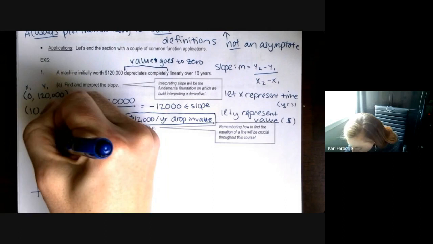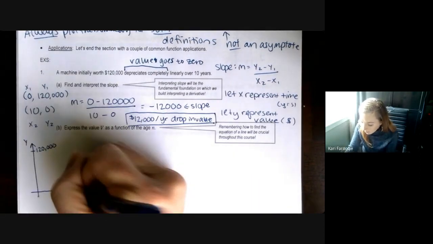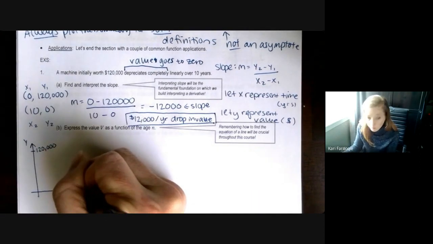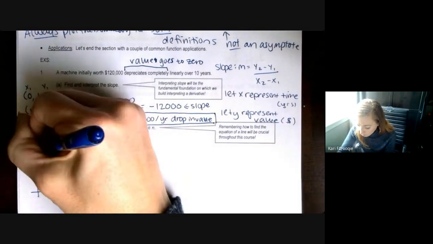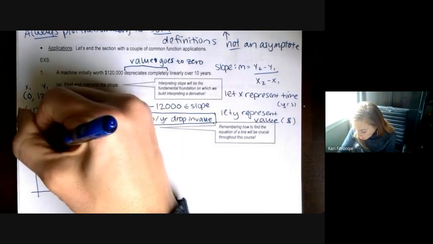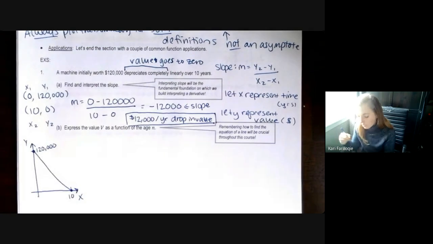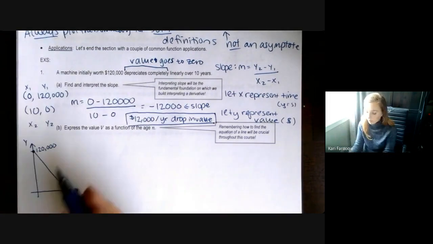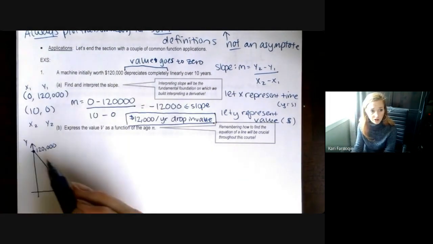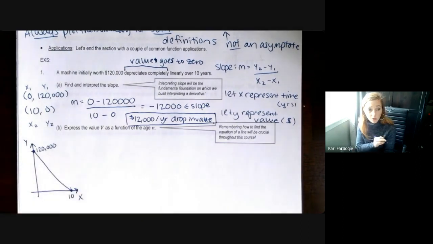All right, so it started out at 120,000, and by the end of X equals 10 years, it depreciated down to nothing. Okay, so it's just this line. It's got this linear depreciation. I know this line doesn't look exactly straight, but that's what it looks like.